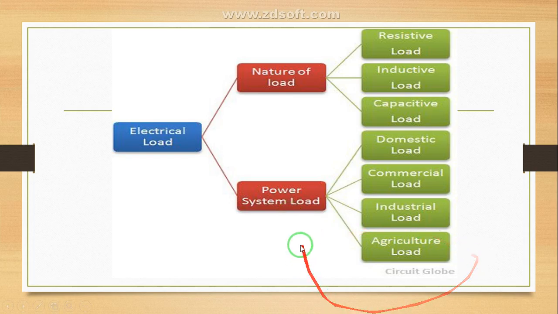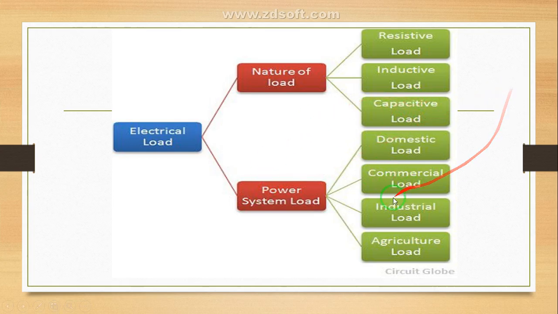Those power system loads are classified into four types: domestic load, commercial load, industrial load and agricultural load. Domestic loads are normal household applications. Commercial loads are things like movie theaters and shopping complexes. Likewise, these are called commercial loads.